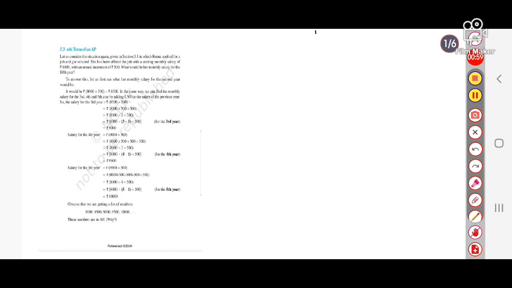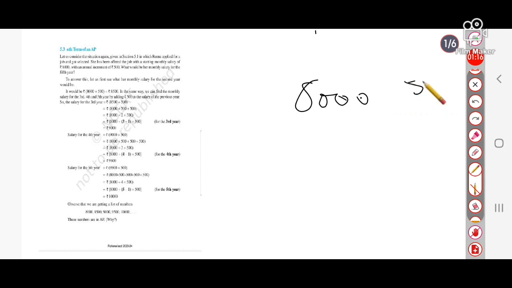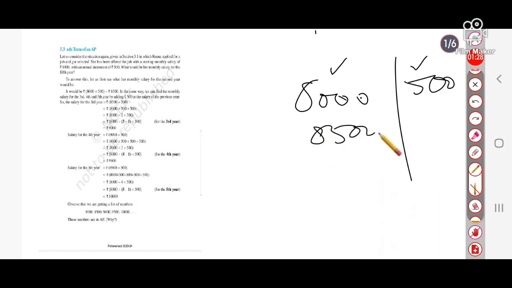The example that they have given is the salary of a person. Say the first month salary is 8,000, then the monthly income increment is 500. This is the first month salary, and this is the increment every month. So the second month will be 8,500, the third month will be 9,000, the fourth one will be 9,500, and it goes on.